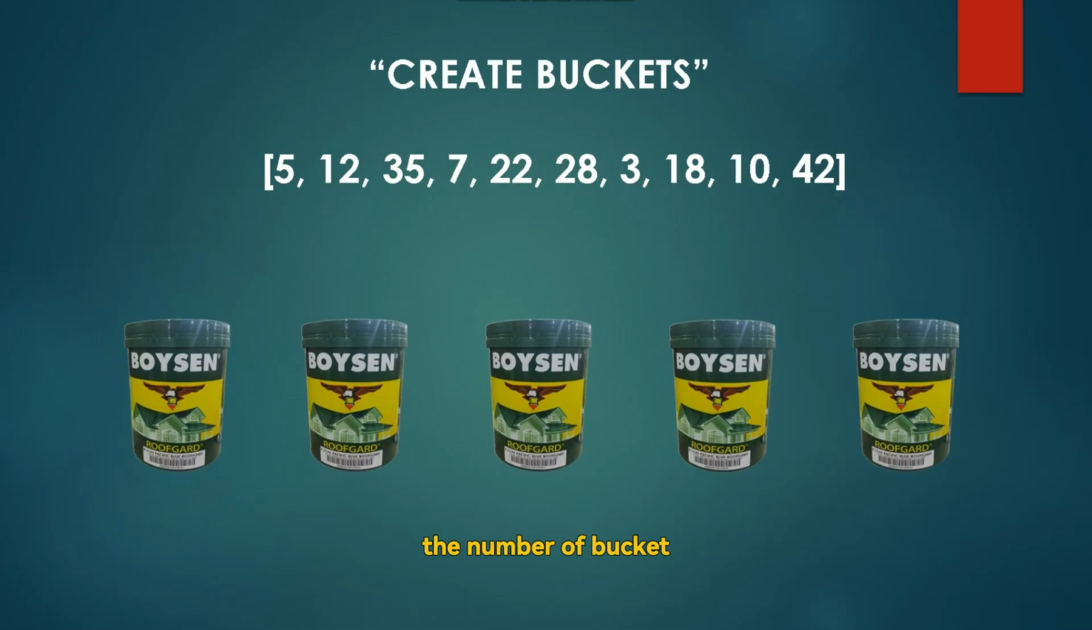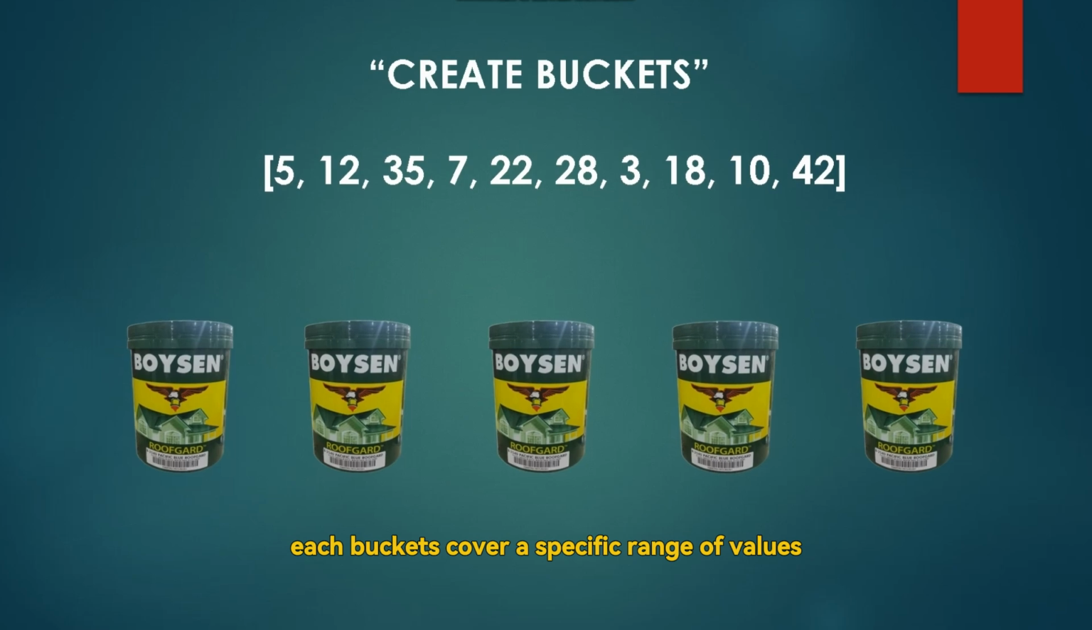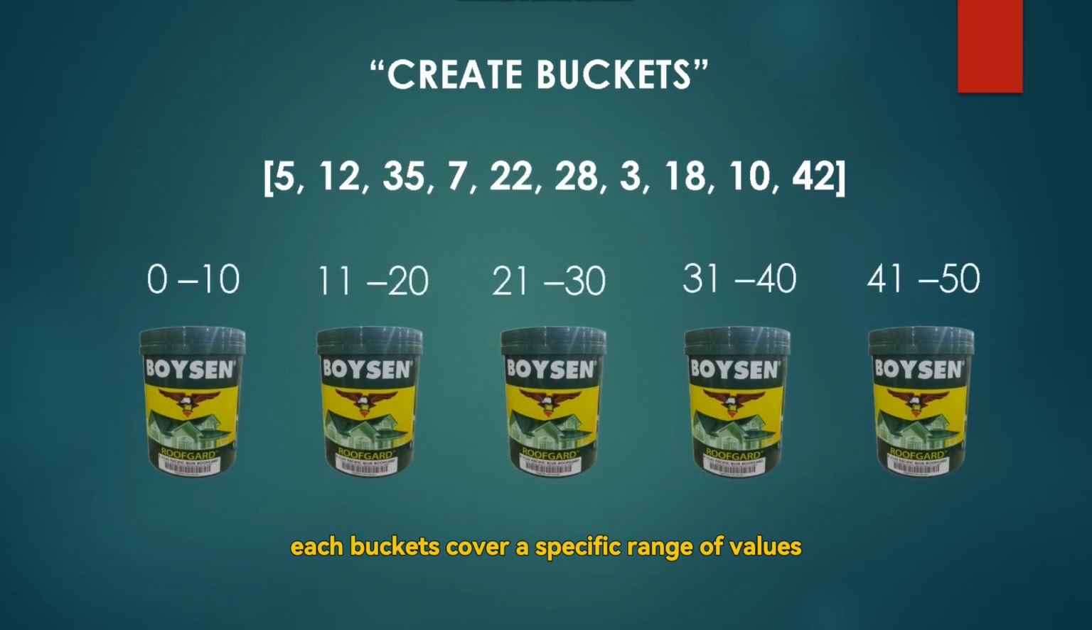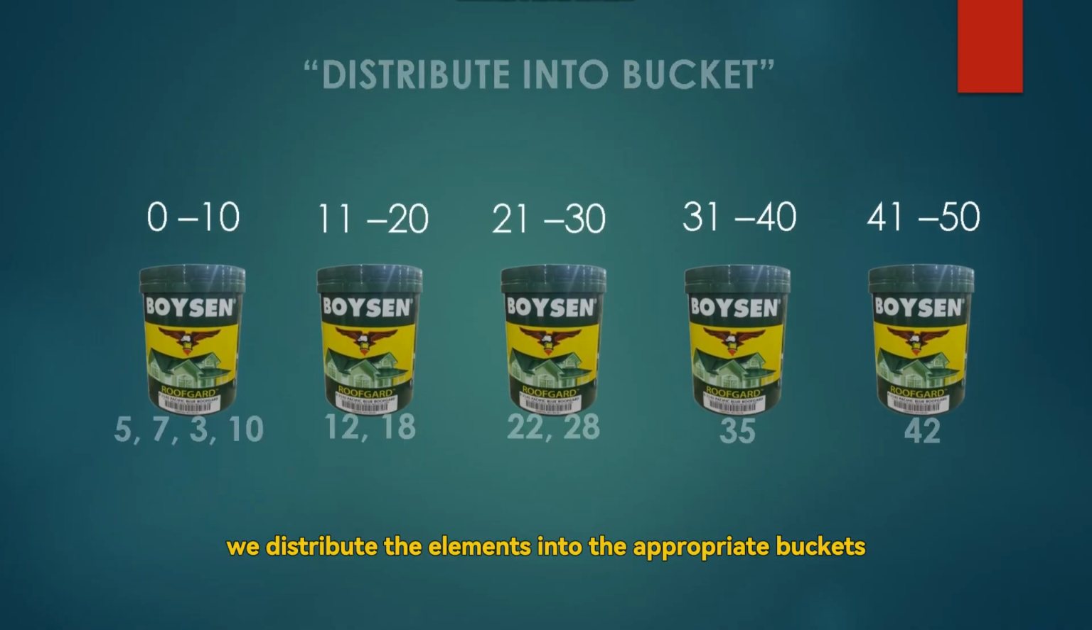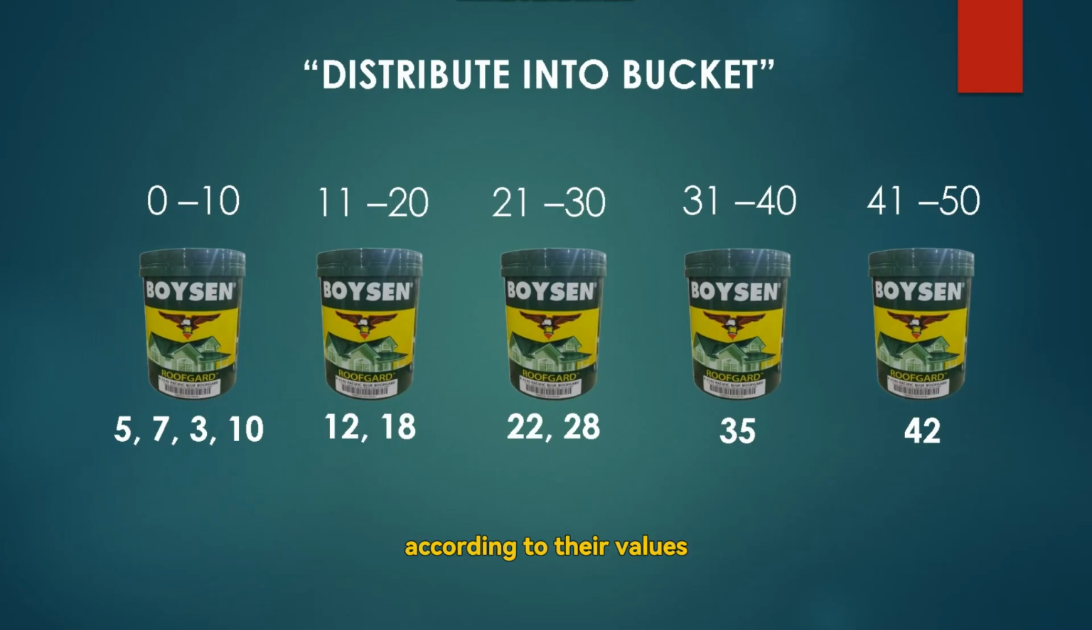The number of buckets is usually based on either the number of elements or the range of the input data. Each bucket covers a specific range of values which we define based on our needs. Next, we distribute the elements into the appropriate buckets according to their values. Since we know the range for each bucket, we can easily determine where each number should go.